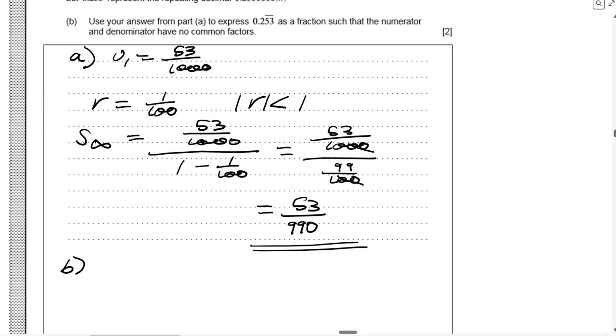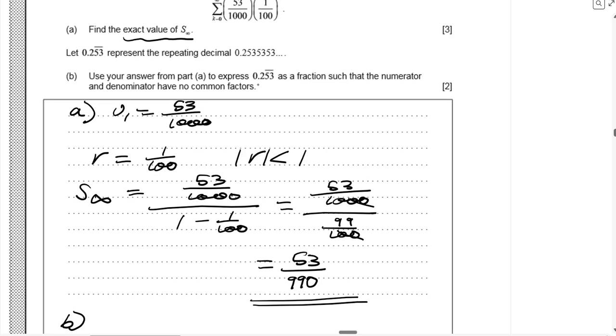Now we have to do part B. Use your answer from part A to express 0.253 repeating decimal as a fraction such that the numerator and denominator have no common factors. Okay.